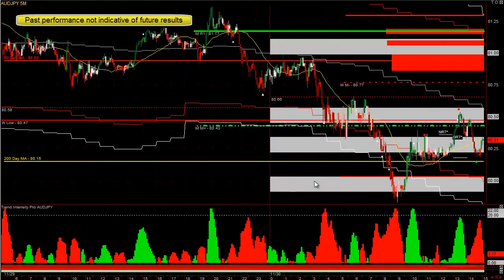The Australian yen, also the daily and weekly trends down, the price is underneath the hourly, and this is a pretty decent place to go short. You might have gone short right here and had a small loss. 10, 12 pips, gone short again.